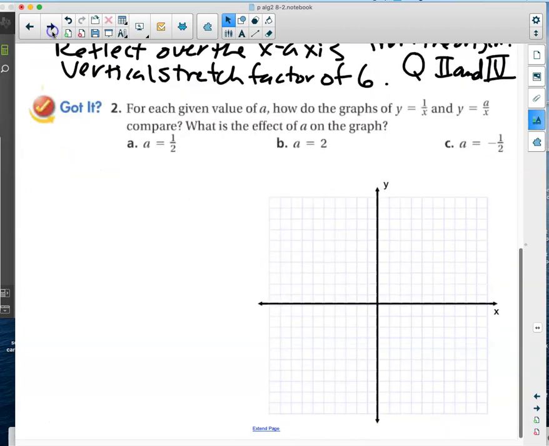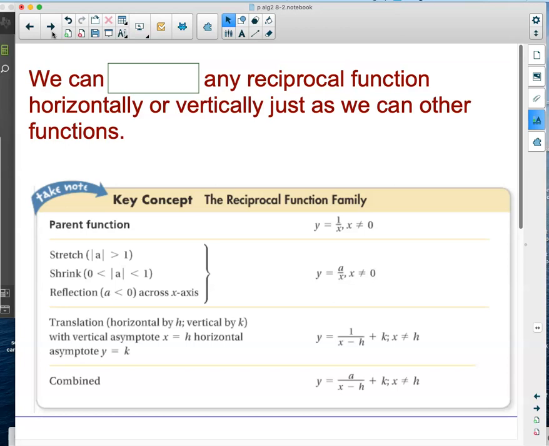So on the video for tomorrow, I already did this part, but we're going to go ahead and talk through it because I know you don't want to watch long. It wasn't a long video anyway. It's only 25 minutes, but how about we take a little bit of that off by going through one of these? We can translate our reciprocal functions. Of course we can. We can slide them up, down, left, right. That's what translations are. So translate any reciprocal function horizontally or vertically, just as we have any of the others.